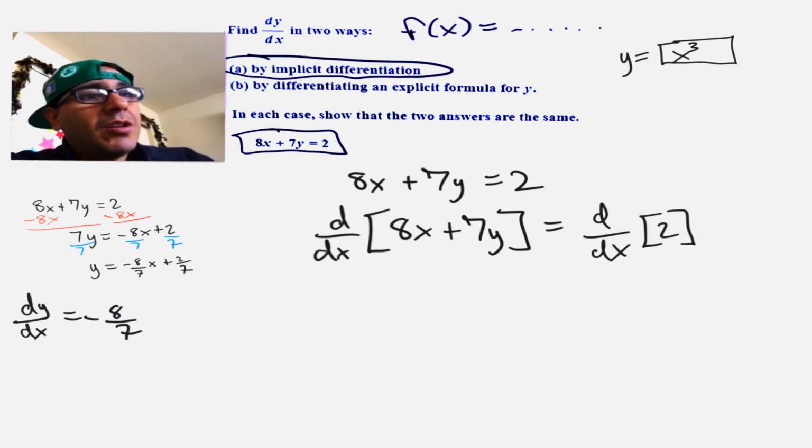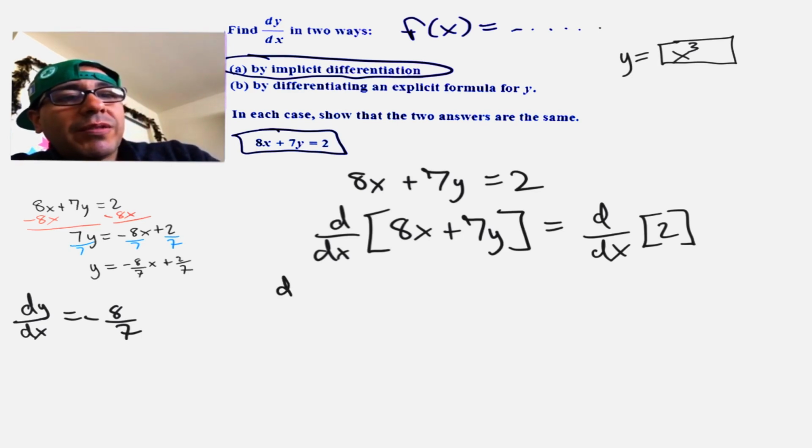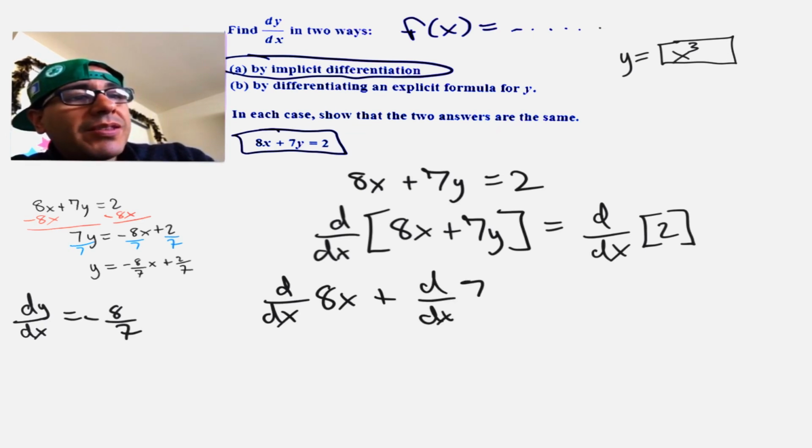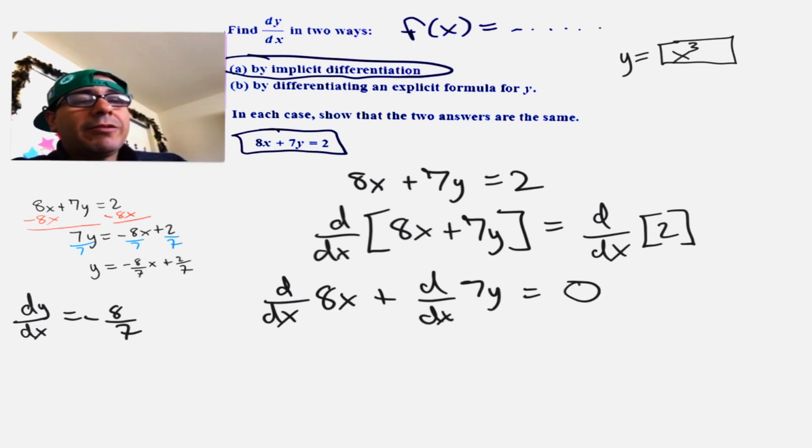When we take the derivative, we're going to take the derivative of every single piece here. So we take the derivative of 8x with respect to x, right? We're going to take the derivative of 7y with respect to x. And then we're going to take the derivative of this constant. But we already know the derivative of a constant. That's just 0. So that's going to equal 0.